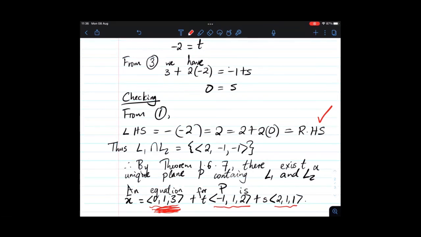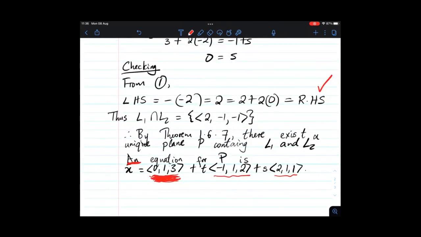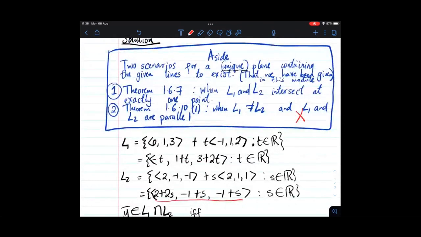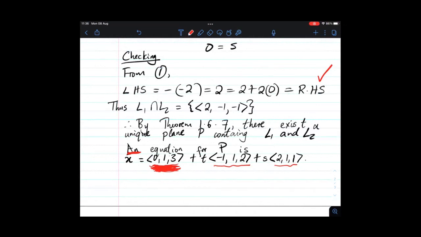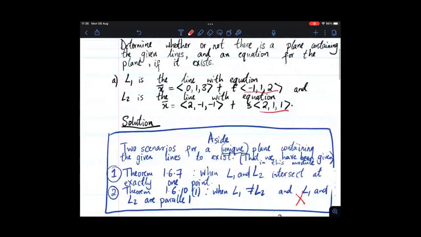Well, it's not unique, so it is an equation. Notice that this is an equation, not the equation. It's not unique because you can get several expressions of this plane in equation form. For whatever point you pick, that will be a different expression. So here we just picked (0, 1, 3) because we know this is in L1. You could pick (2, minus 1, minus 1) as the first point there, and then you take the two direction vectors, and you get an equation for the plane. And that is it. So that is the solution to this question.